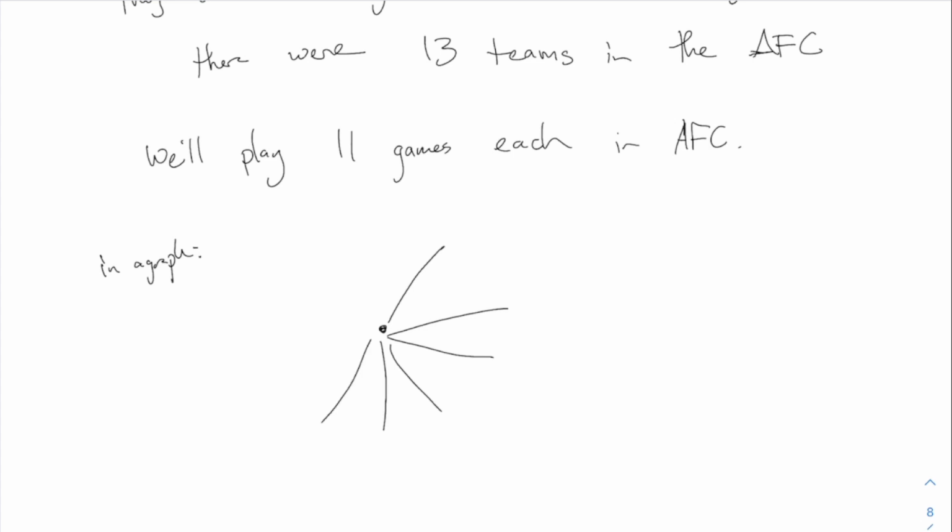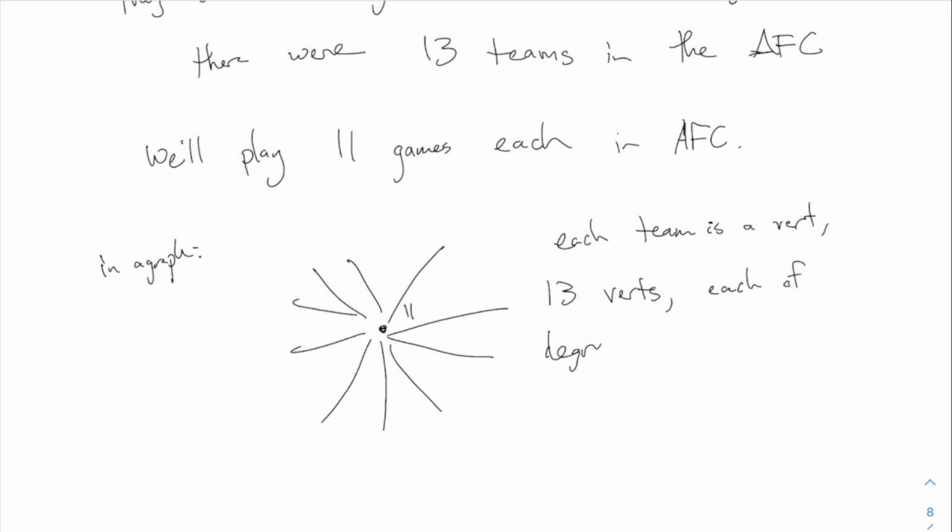All right? And according to the rules here, there should be 11 other teams that each vertex is playing a game against. I mean to make this 11 edges. So each team is a vertex. There are 13 vertices, and each of degree 11, right? Because each team is going to play 11 games.